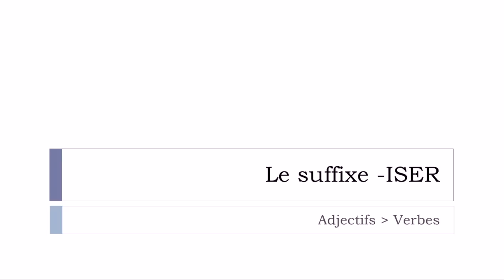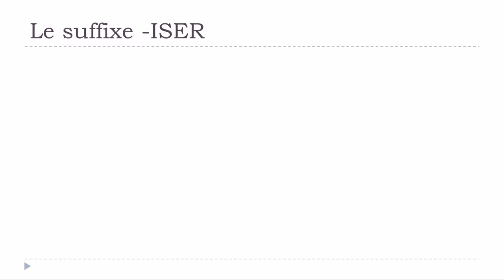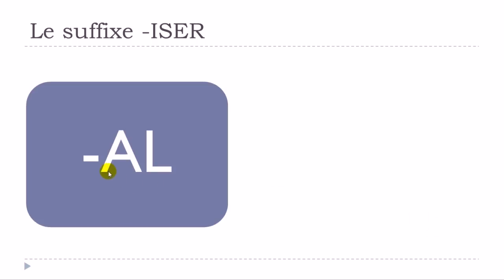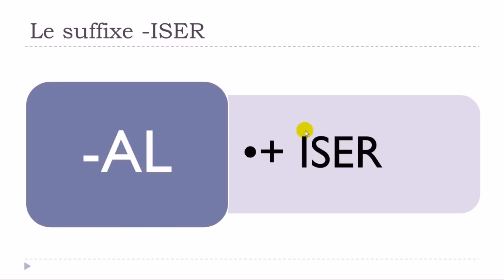Le suffixe ISER. After having done some videos regarding les préfixes, now we'll see what we call les suffixes. Les suffixes are letters that you can add at the end of existing words, and by adding these letters you will change the meaning, or in that case we will change adjectives into verbs. Here we'll only focus on the adjectives that end with AL, and we will just add this ISER at the end of these adjectives to make a verb.